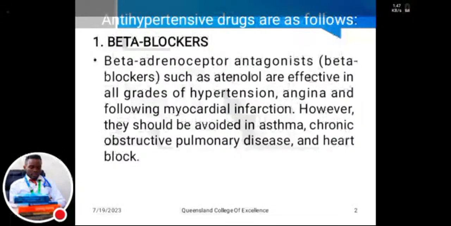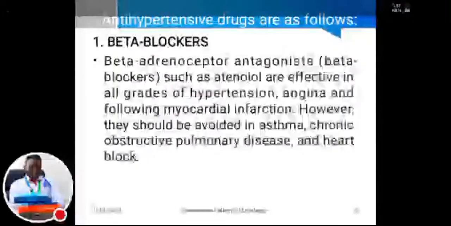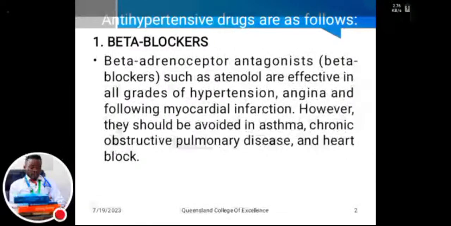Atenolol. Now, you need to understand that for beta blockers, each and every medication that you want to give usually ends with "lol". Like atenolol, these are effective in all grades of hypertension. You can prescribe atenolol in all grades of hypertension.